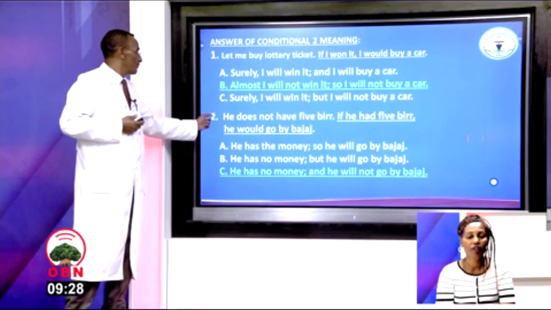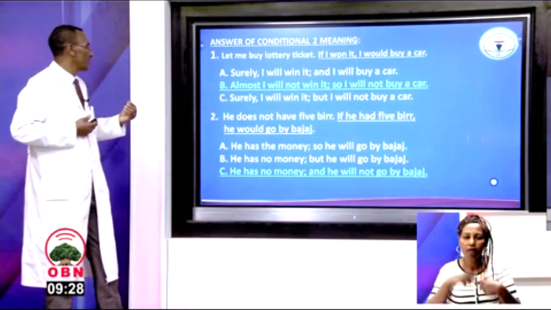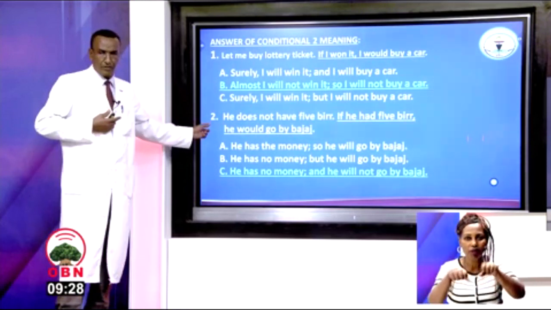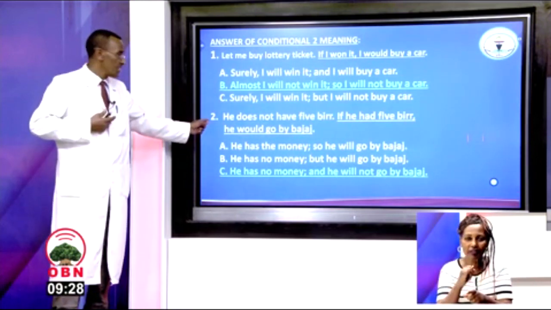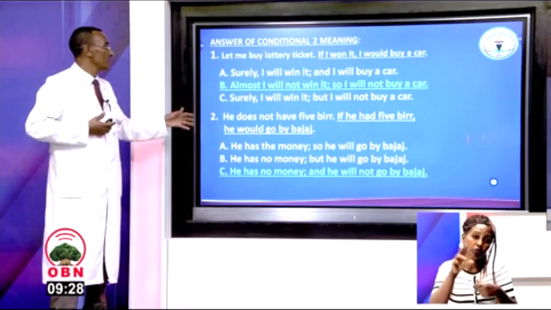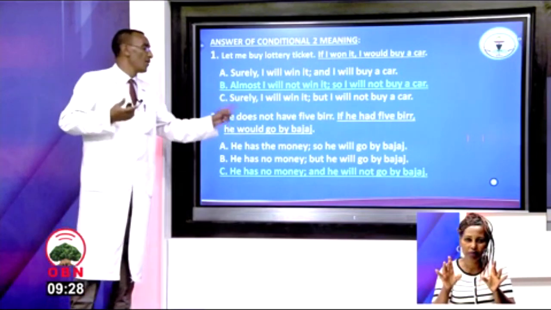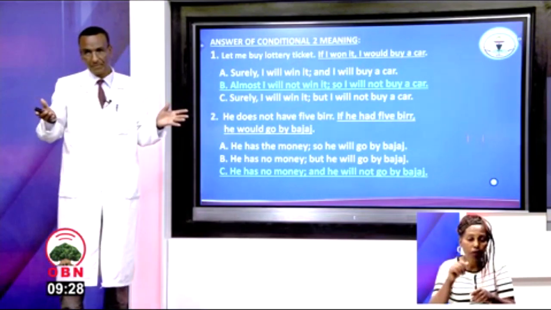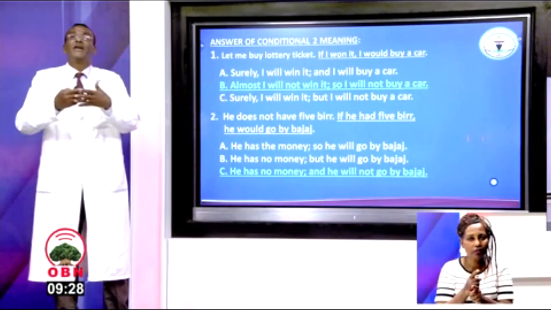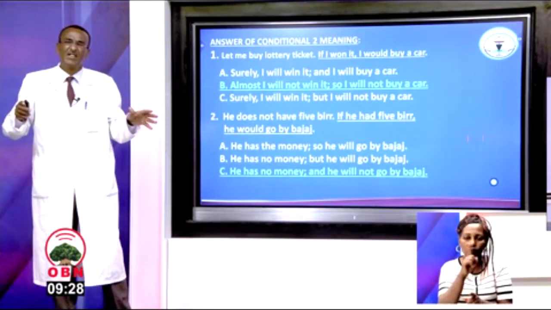Answer to number 2. He does not have 5 birr. If he had 5 birr, he would go by Bajaj. The exact answer to this meaning is C. He has no money. He has no 5 birr. He doesn't have 5 birr, and he will not go by Bajaj. Both the condition and its result are almost untrue, unreal, unlikely, do not seem to happen.